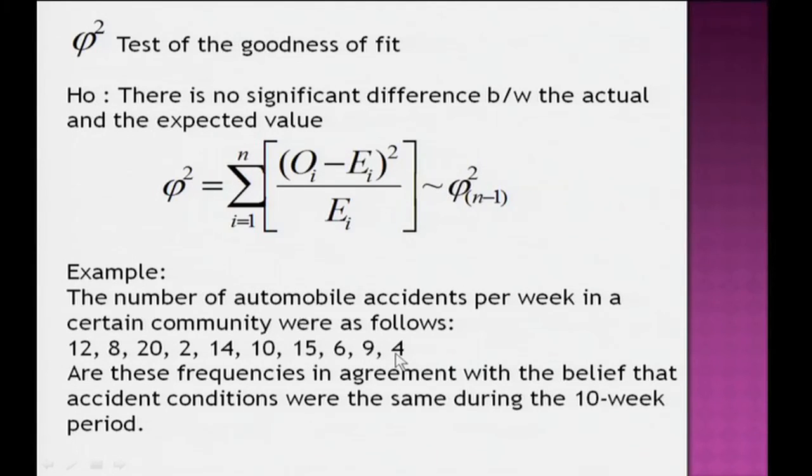So, this is total data of 12 plus 8, 20, plus 20, 40, 42, plus 14, 56, 66, 71, 81, 87, plus 4, 91, and 9, 100, right. It is the data of 100 such accidents in 10 weeks, right. So, the question is can we assume that the accident conditions were the same during the 10-week period.